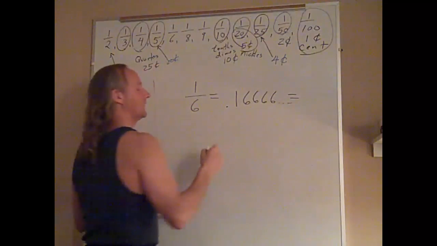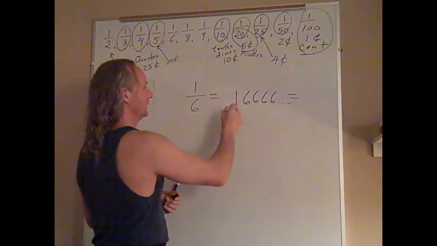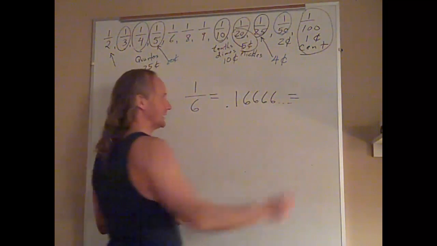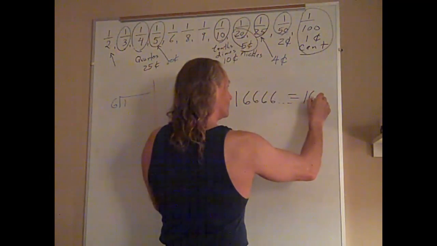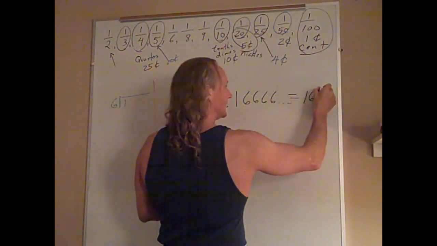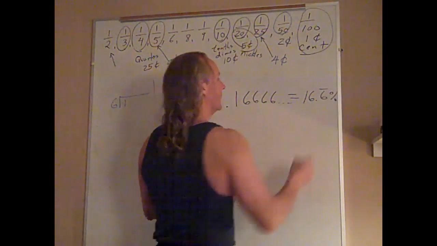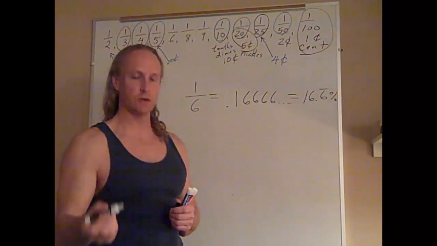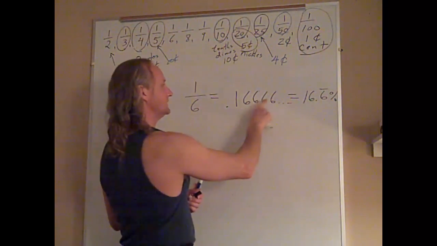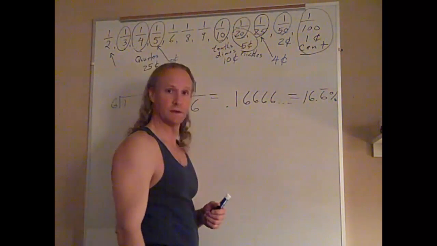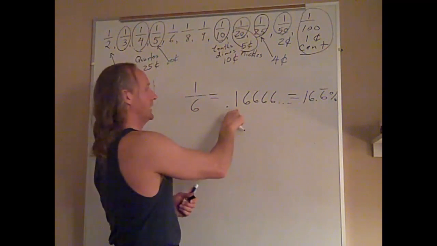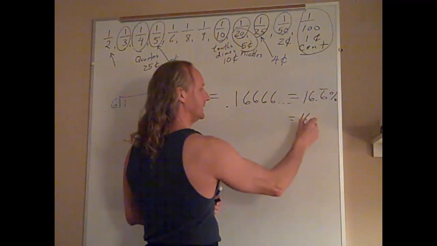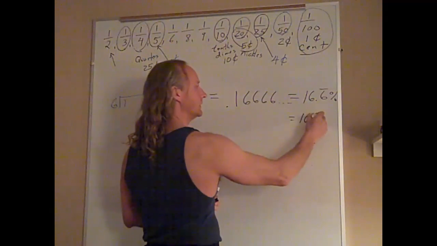And if I move the decimal 2 places, 1, 2, I'm going to get 16.66666%. And you're going to be very tempted. I can actually write a bar over this. What you're going to be tempted to do is write 16 and 1/6%, just like you wrote 33 and 1/3%. Unfortunately, 0.6666 is not 1/6. 0.166666 is 1/6. This is 16 and 0.6 is 2/3.